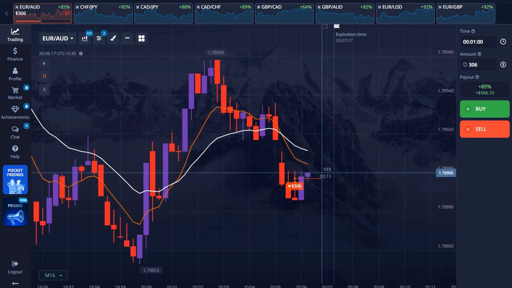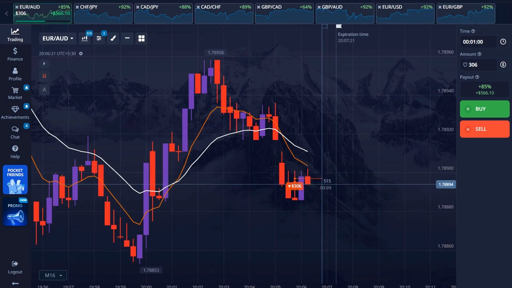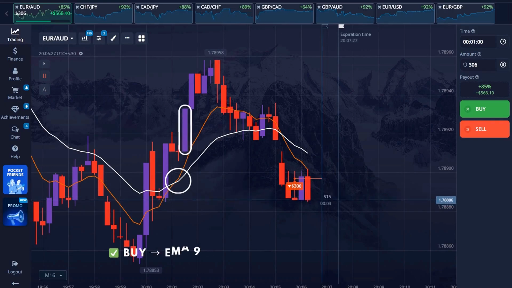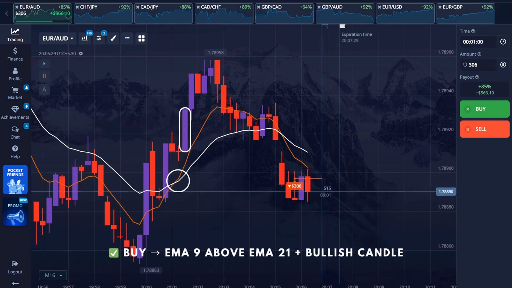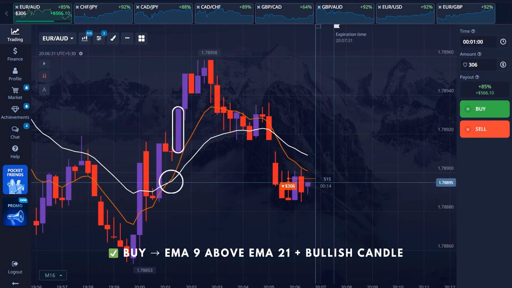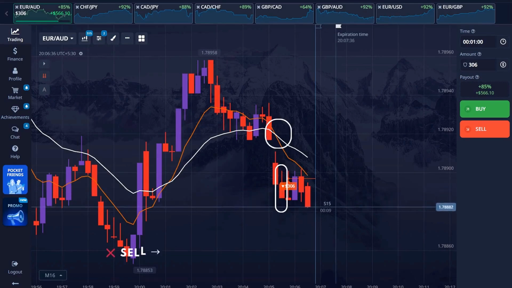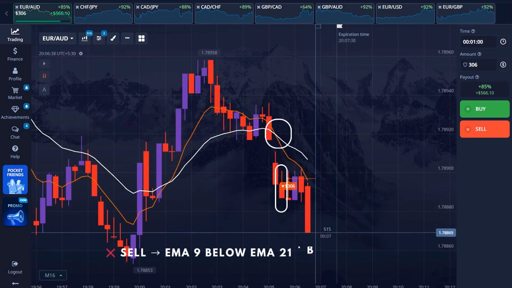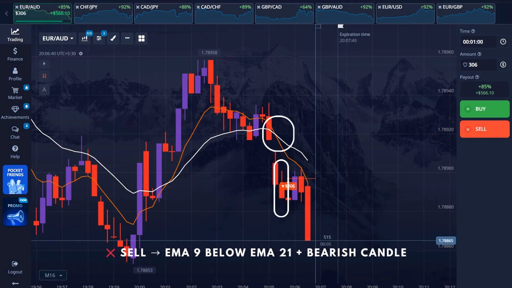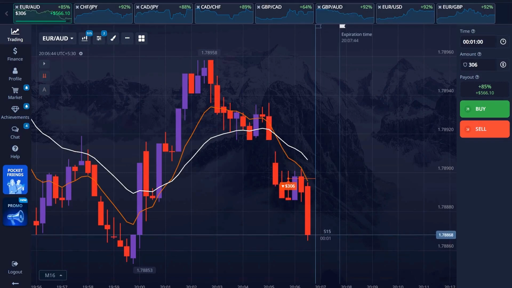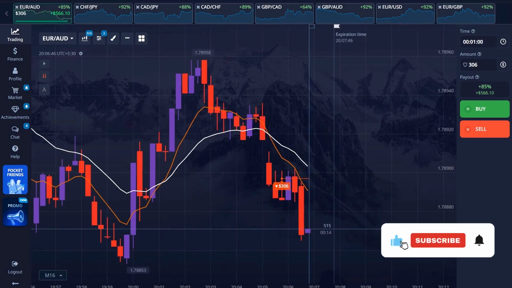It uses just two moving averages, the 9 EMA, which we call the fast line, and the 21 EMA, which is the slow line. The golden rule is simple. When the fast line EMA 9 crosses above the slow line EMA 21 and the candle closes bullish, that's your buy signal. When the fast line EMA 9 crosses below the slow line EMA 21 and the candle closes bearish, that's your sell signal. Easy, right? This keeps things very clear and avoids guesswork.